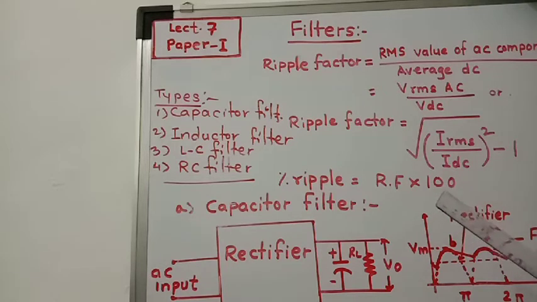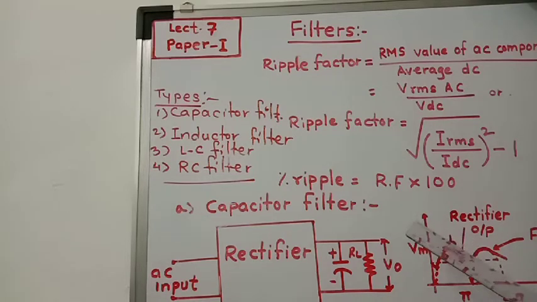And for a half wave rectifier circuit, it is 40.6%. And for a full wave rectifier circuit, the rectification efficiency is 81.2%.